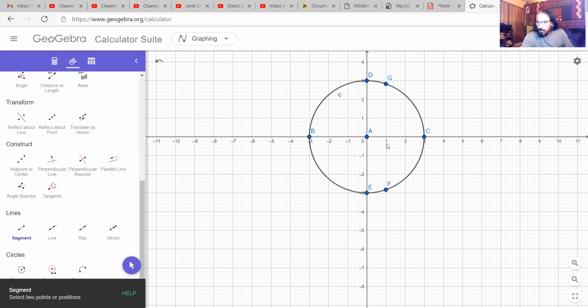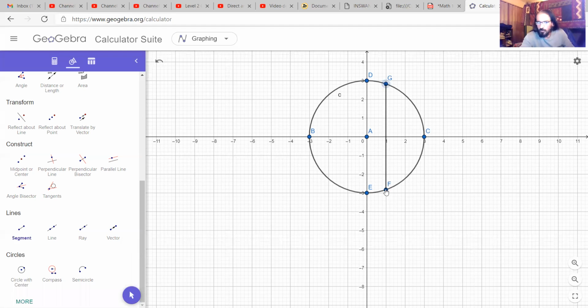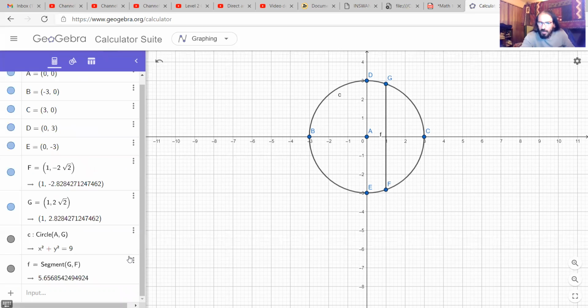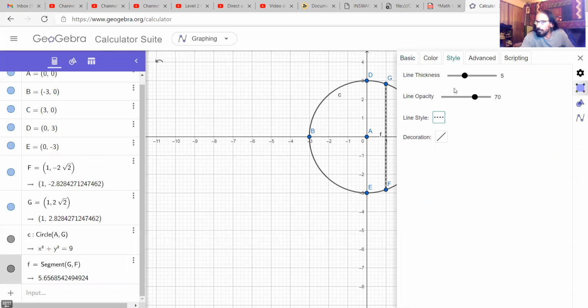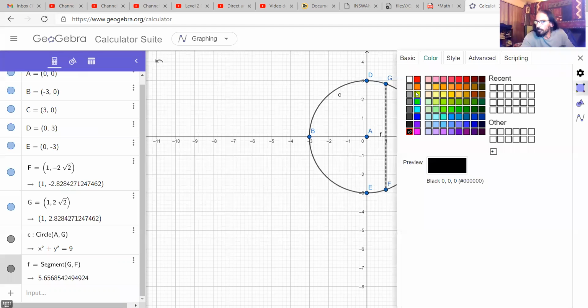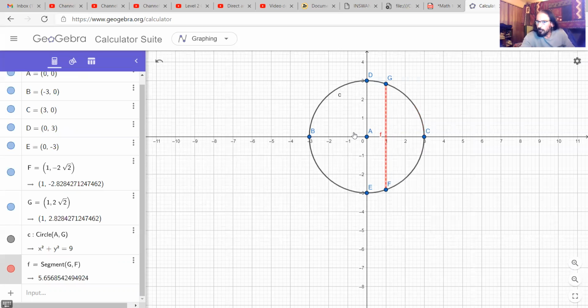And again, we get, well, to illustrate the symmetry here, let's put a segment between here and here, and let's make that dashed. And let's even put it in a different color, such as red. Then you can see that G and F are reflections of each other over the x-axis.